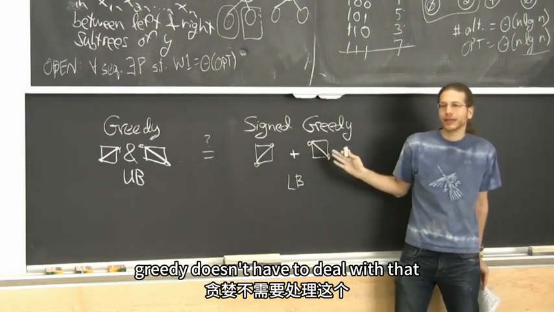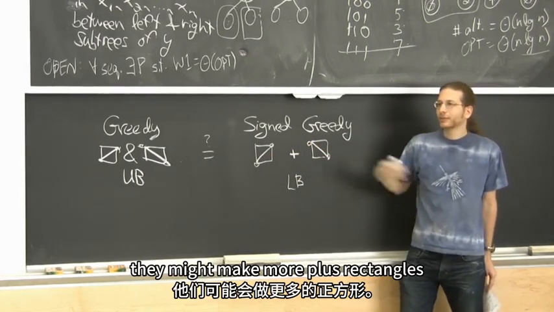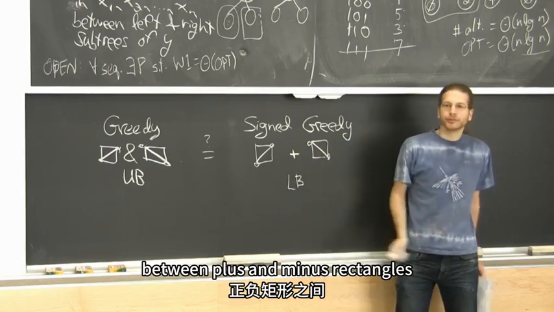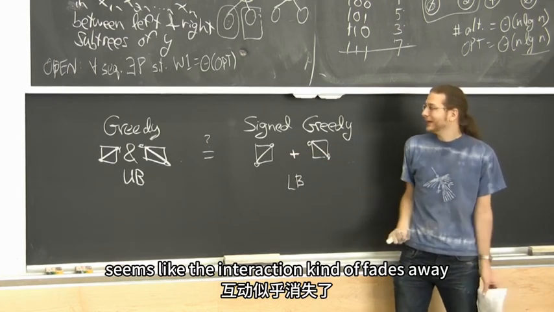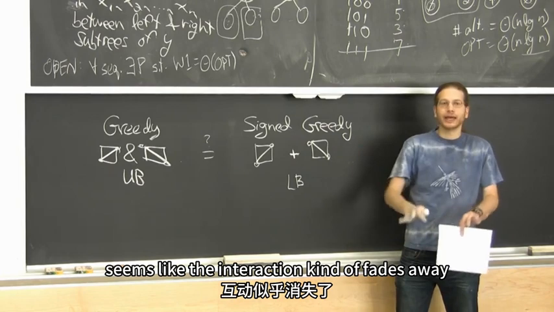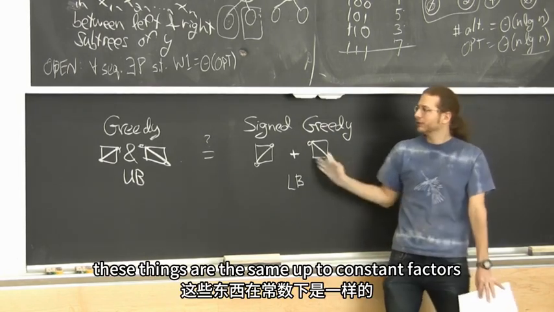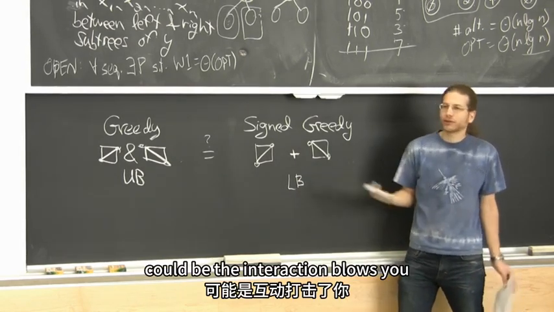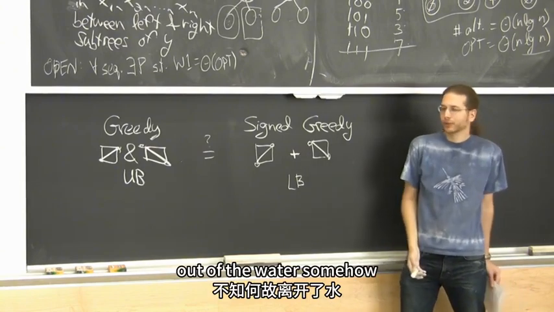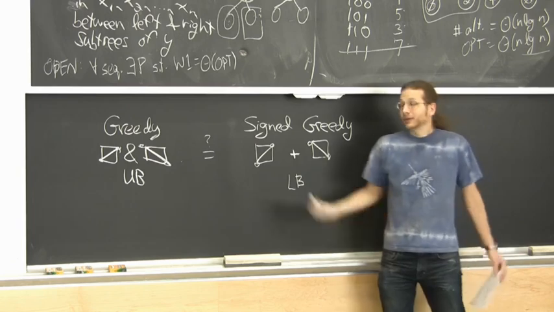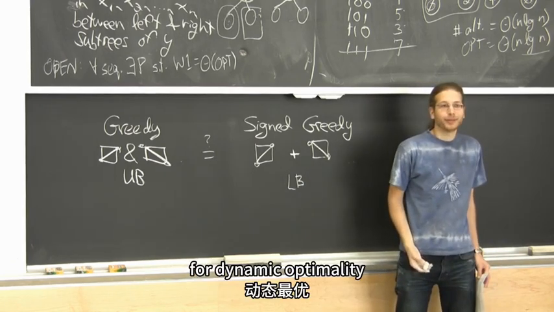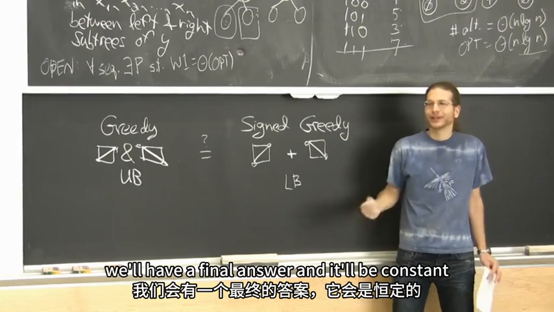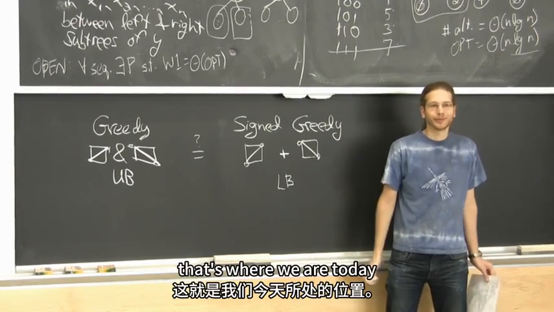Signed greedy doesn't have to deal with that. It's just the plus rectangles. They might make more plus rectangles, but that's all I have to deal with. It doesn't deal with the interaction between plus and minus rectangles. Seems like the interaction kind of fades away as a geometric series, and therefore these things are the same up to constant factors. But we have no way to prove that. It could be the interaction blows you out of the water somehow. That's the best we know for dynamic optimality. Maybe next time I teach this class, we'll have a final answer and it'll be constant. But that's where we are today.